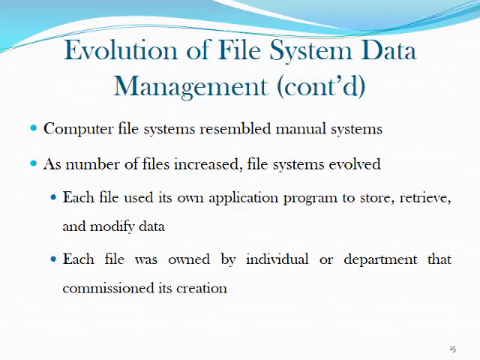As the number of files increases, file systems evolve. Each file uses its own application programs to store, retrieve and modify data. Different departments might access that data using different applications. For example, the same employee information is accessed by the HR division using one application, and the financial department may access it using a different application, but they are accessing the same data, the same storage. So updating, retrieving, storing and modifying the data are almost the same, nothing much different.